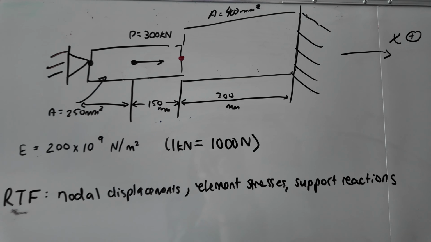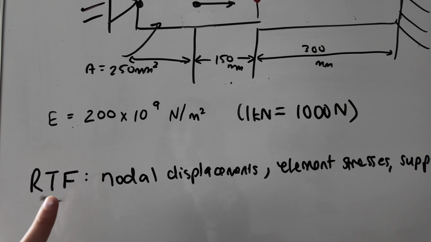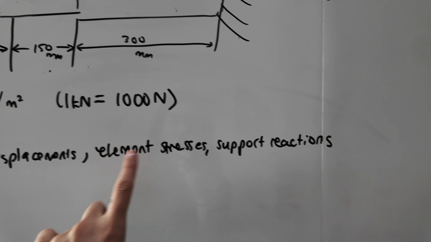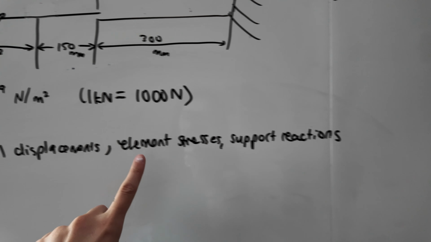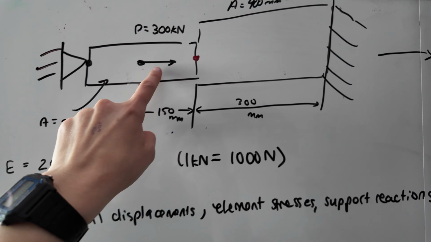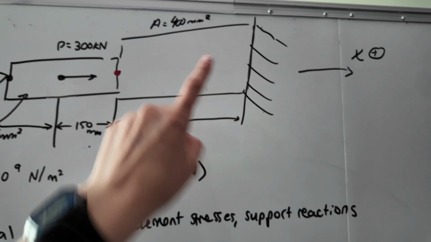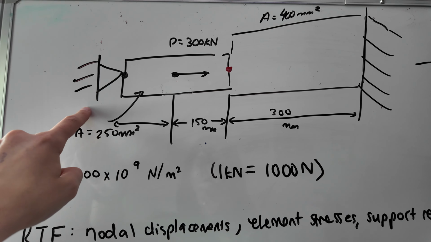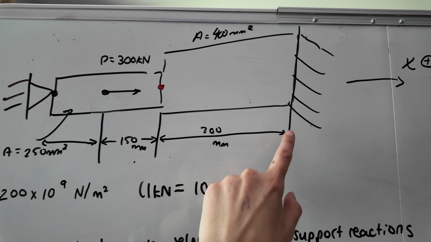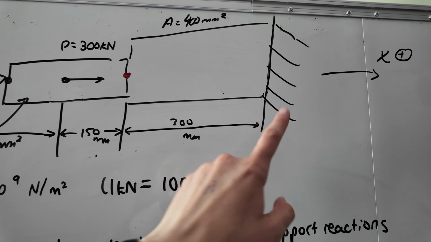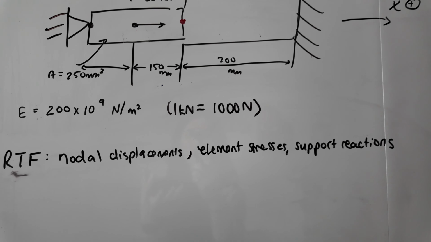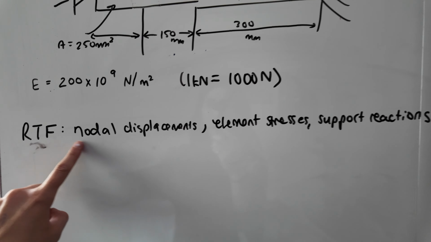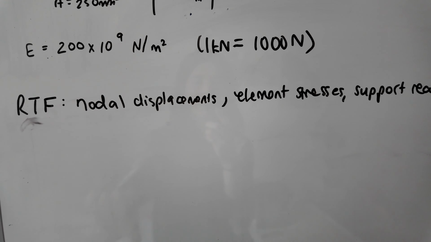and we get the lengths of each of the elements. Our goal here is to find the nodal displacements, the stresses in each element, and the support reactions. The stresses in each element would be the stress in element 1 and the stress in element 2, and support reactions are the reaction force here at this support and the reaction force here at this support, which we can just find using the system of equations that we develop when finding nodal displacements via the global equilibrium matrix.